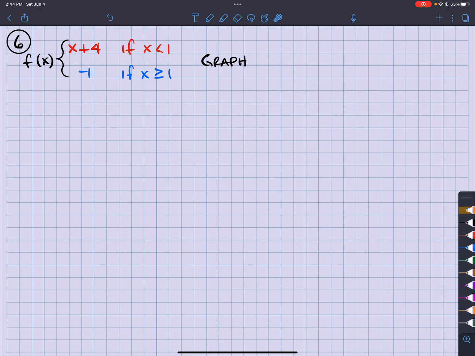So if I was to graph this first one with a table, I'm going to go ahead and do one of these. I'm going to write some x's down for the red equation, which is x plus 4, and those x's are less than 1, right? So let's go ahead and start with 1, and then go less than that. So like 0, and then -1, right?